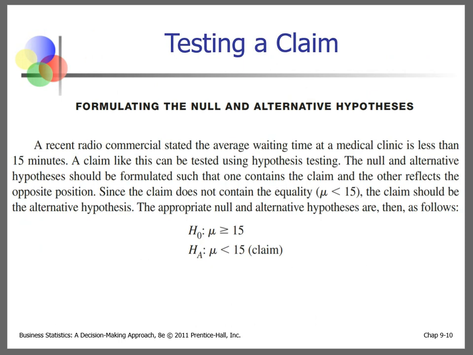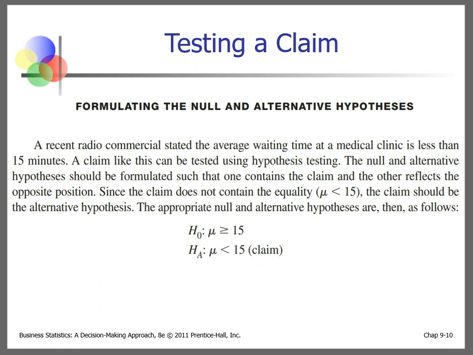Testing a claim about the population. Analyzing claims using hypothesis tests can be complicated. Sometimes you will want to give the benefit of a doubt to the claim, but in other instances you will be skeptical about the claim and will want to place the burden of proof on the claim. For consistency purposes, the rule adopted in this text is that if the claim contains the equality sign, the claim becomes the null hypothesis. And if the claim does not contain the equality sign, the claim is the alternative hypothesis.